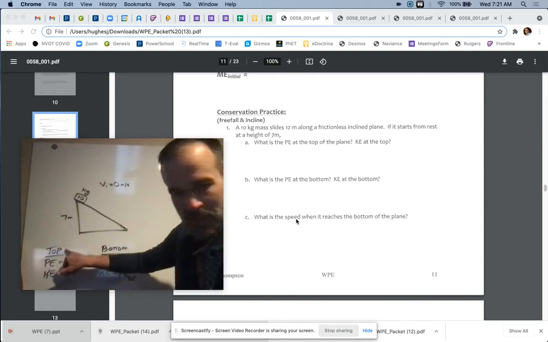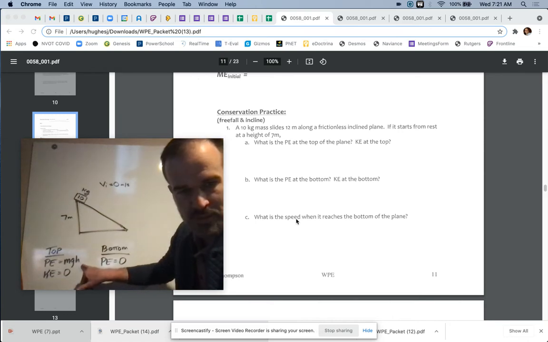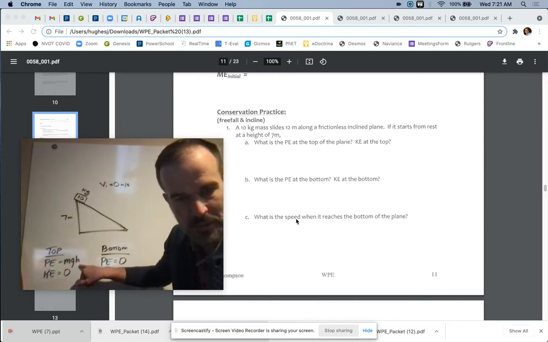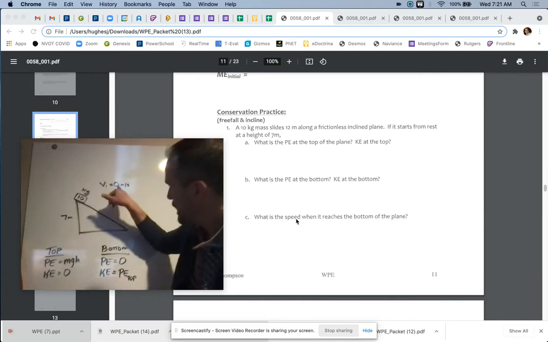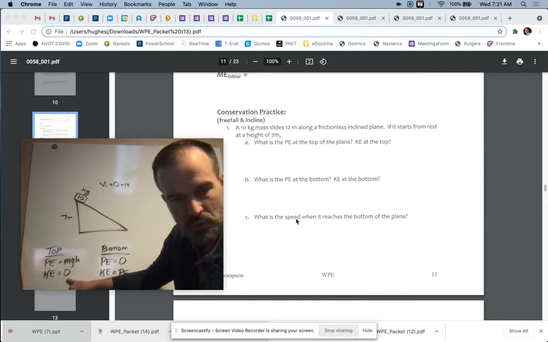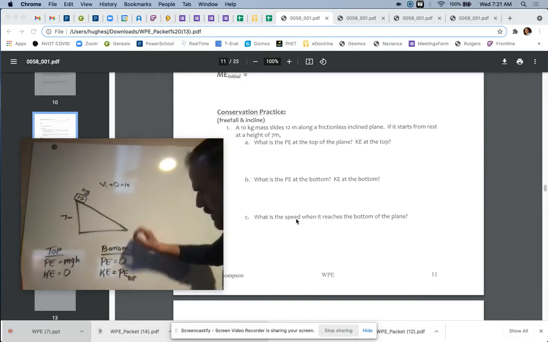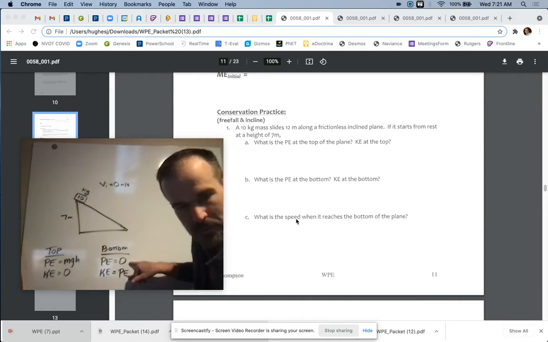So what's going on at the top? It has PE because it's got H, it's got height. So it's got mgh. We can figure out that number pretty easy. It's not moving, so 0 joules of kinetic. At the bottom, if we're all the way down, now you have lost all of your height. So this would calculate to 0 PE.